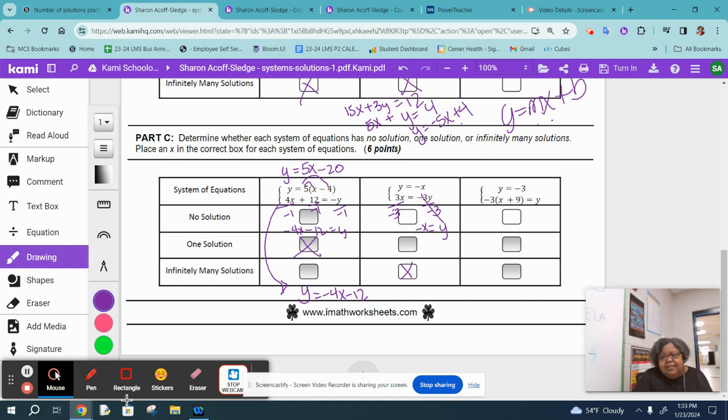This last one. So this is y equals negative 3. And then I'm going to multiply this out. Negative 3x minus 27 equals y. So different slope, because this slope is 0. So that is a one solution.